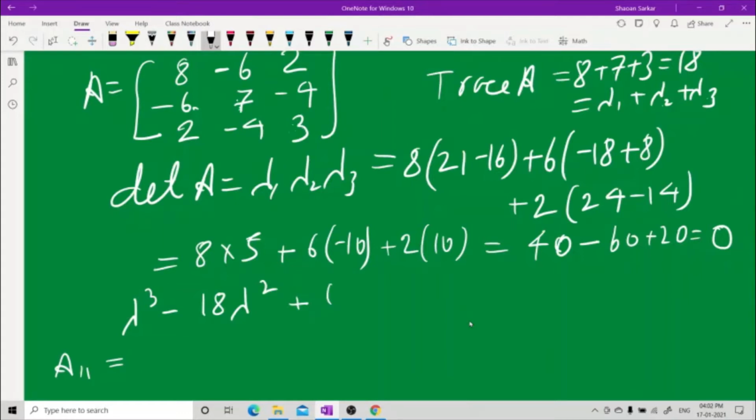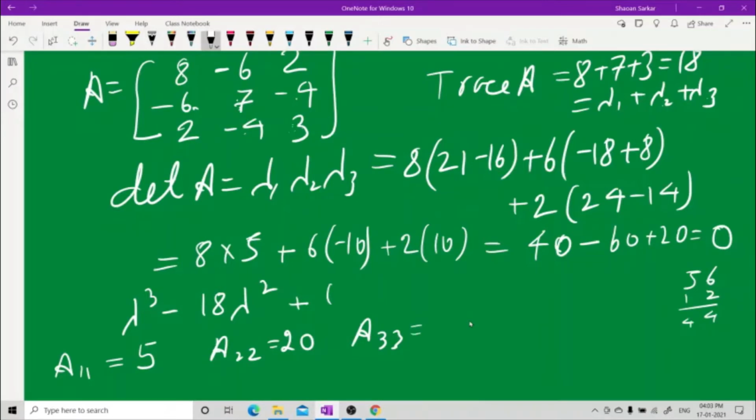21 minus 16, I'm doing it directly. 21 minus 16 is 5. A22, that is 24 minus 4, that is 20. A33, I'm doing it directly, that is 7 times 8 is 56 minus 12, which is around 44.